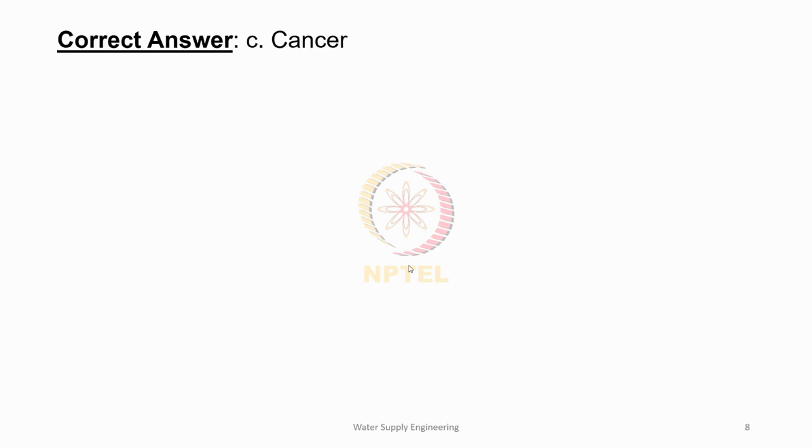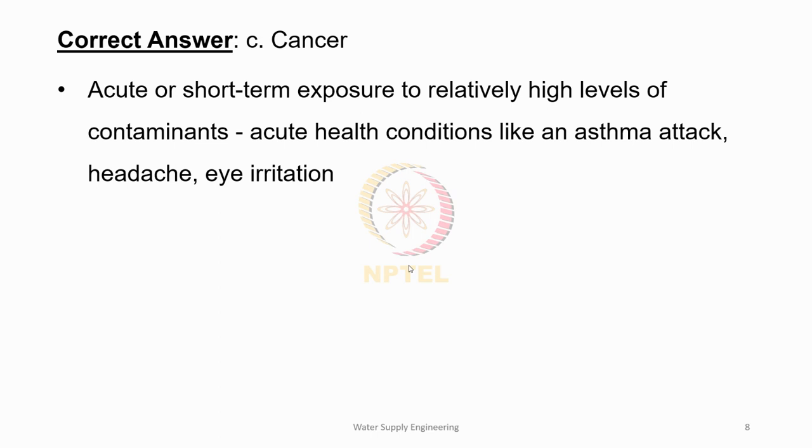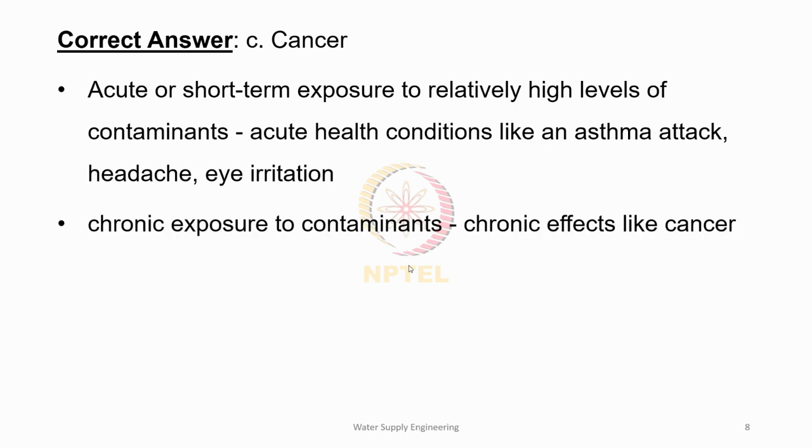Yes, the correct answer is option C, cancer. So, if we are having an acute or short term exposure to relatively high levels of contaminants, it will lead to acute health conditions like asthma attack, headache, or eye irritation. But if we have a chronic exposure, that is a long term exposure to that particular contaminant, then it can lead to chronic diseases like cancer. If it's a short term exposure, it will only cause eye irritation, asthma attack, or headache.